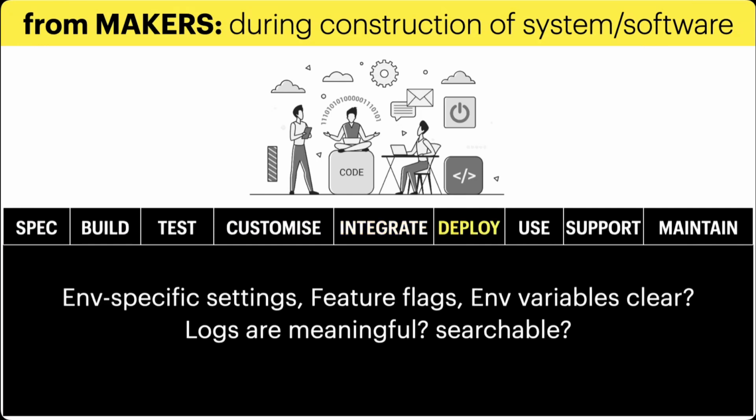Now, maybe if it's a large system, somebody deploys it, which means they set it up, they configure it, they migrate data, they do a variety of different things before the system is ready to be turned over to their external customers, right? So things like environment settings, flags, variables, are they clear? Maybe there are logs, audit trails. Are they meaningful? Are they searchable? Some of these would also apply to people who will come in later, that is the support staff.